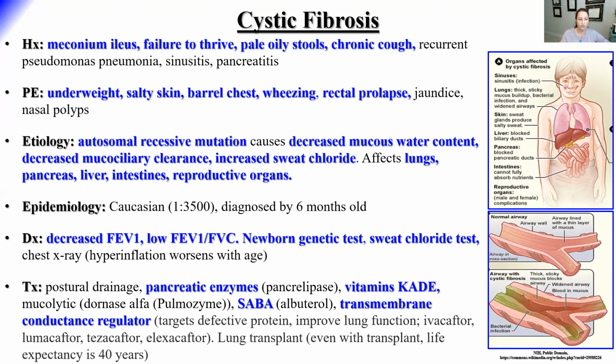Cystic fibrosis transmembrane conductance regulator modulators target the defective protein and help to improve lung function. This is a relatively new medication. There's a couple of these: ivacaftor, lumacaftor, tezacaftor, and elexacaftor. So these are newer medications on the market to treat this. Lung transplants: even with a lung transplant, the life expectancy is only 40 years for these patients, because remember, it's not just the lungs that are affected. They have other organs that are affected in this disorder.